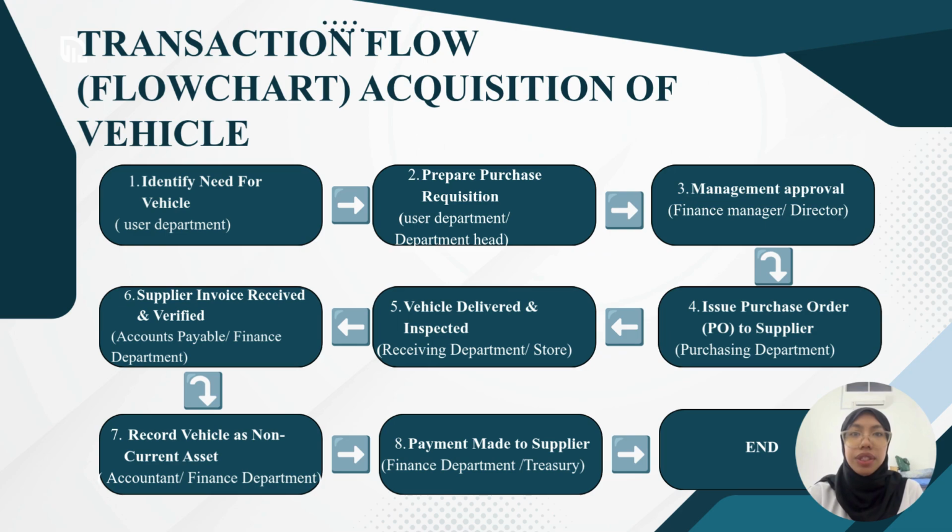Step 7. Record vehicle as non-current asset. The accountant officially capitalized the vehicle on the balance sheet under property, plant and equipment and prepared it for the future depreciation tracking. Step 8. Payment made to supplier. The Treasury or Finance Department releases the final payment check or bank transfer to the supplier, successfully ending the transaction.